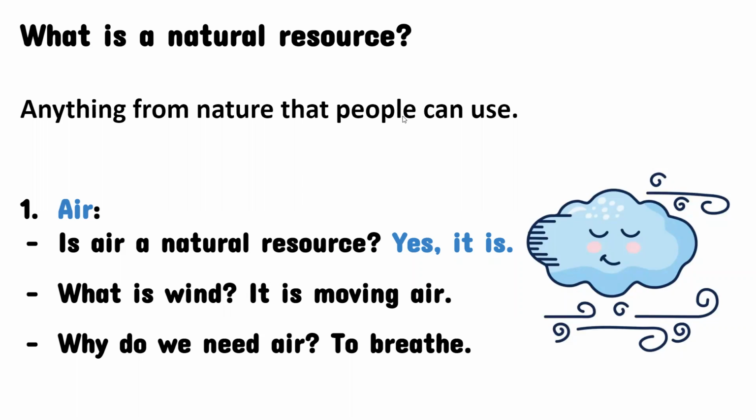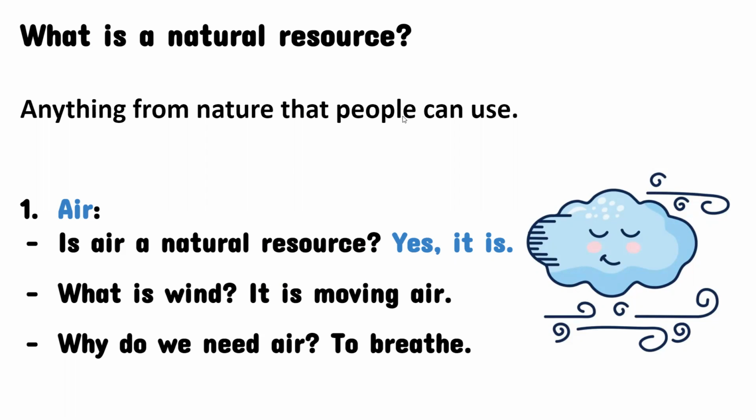And we can't see air, okay? It's around us, it's all over the place, but we can't see it. So air cannot be seen, but it's a natural resource. So is air a natural resource? Yes, it is. Why is it a natural resource? Because it's from nature. We don't make it. We don't take it and make things out of it.